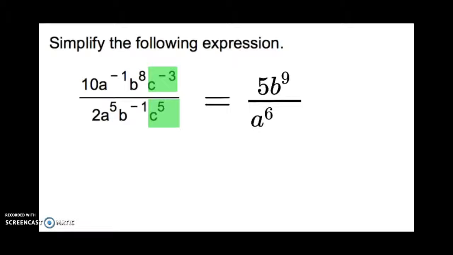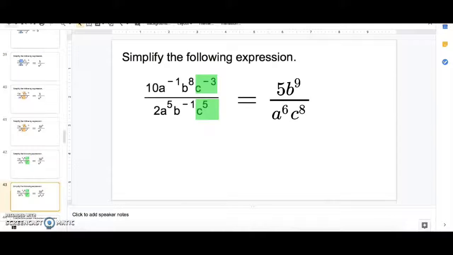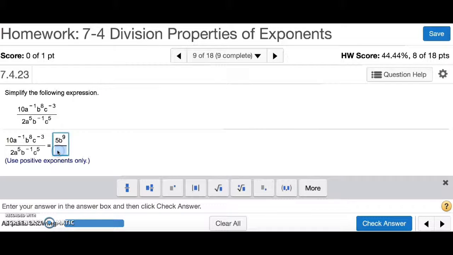Now let's look at the c's. Subtract the larger from the smaller, so we have 5 minus a negative 3, which will be positive 8. And since the larger exponent is at the bottom, we leave it at the bottom, so c to the 8. So my answer is going to be 5b to the 9 all over a to the 6th c to the 8. So let's type that in. So typing in the answer, we have 5b to the 9 all over a to the 6th and c to the 8.